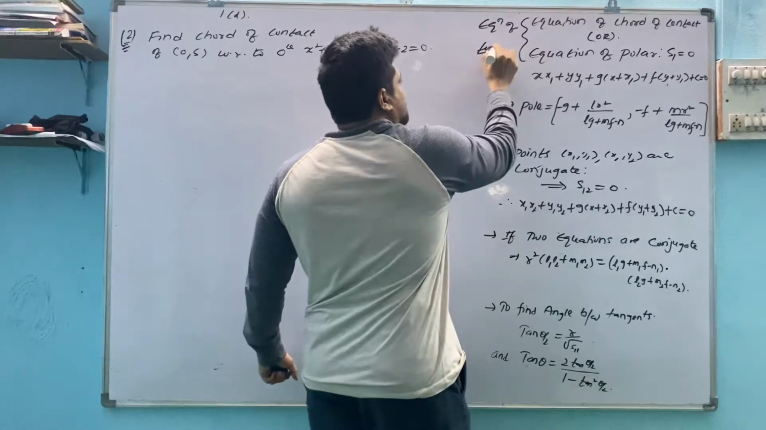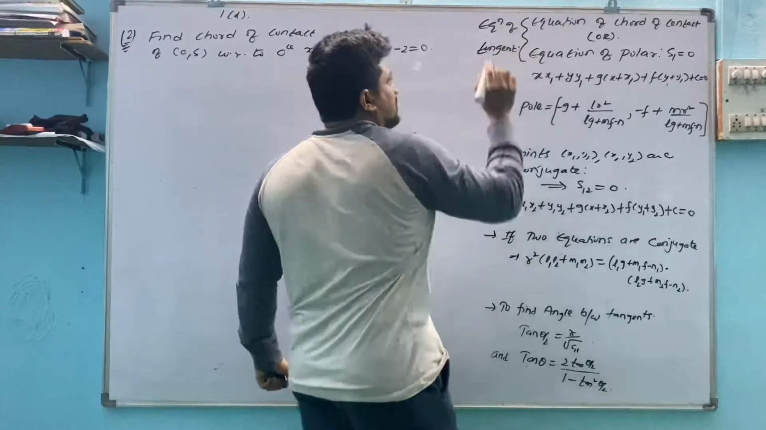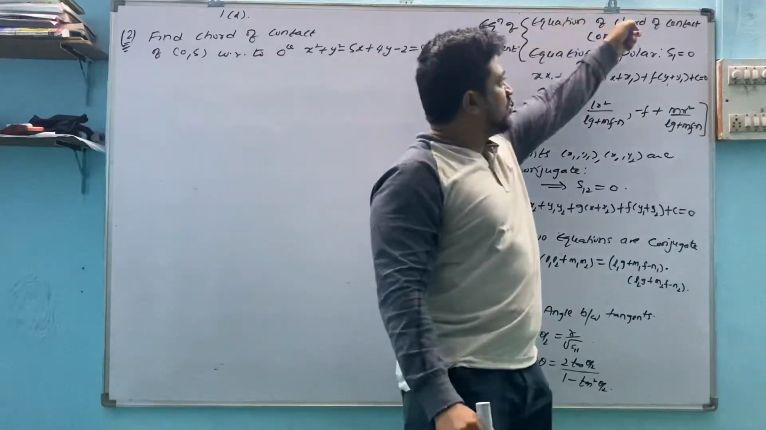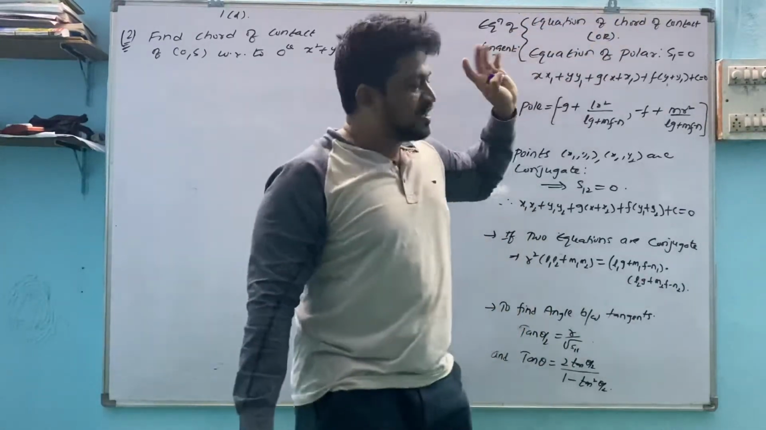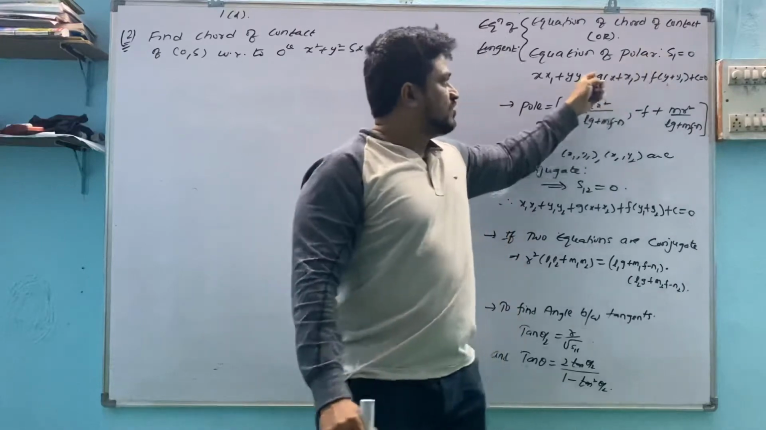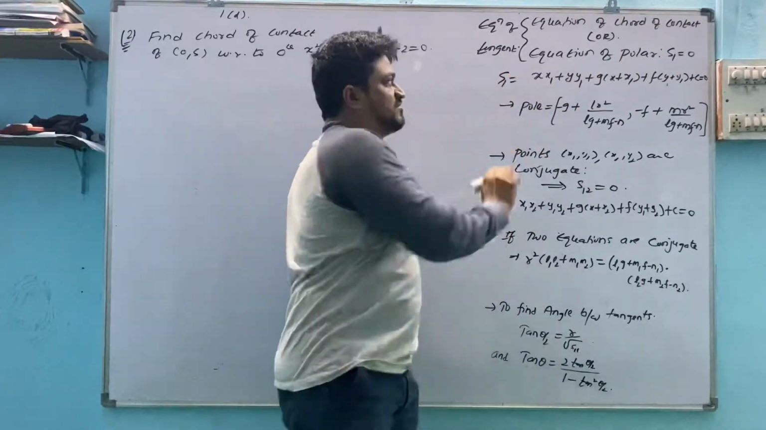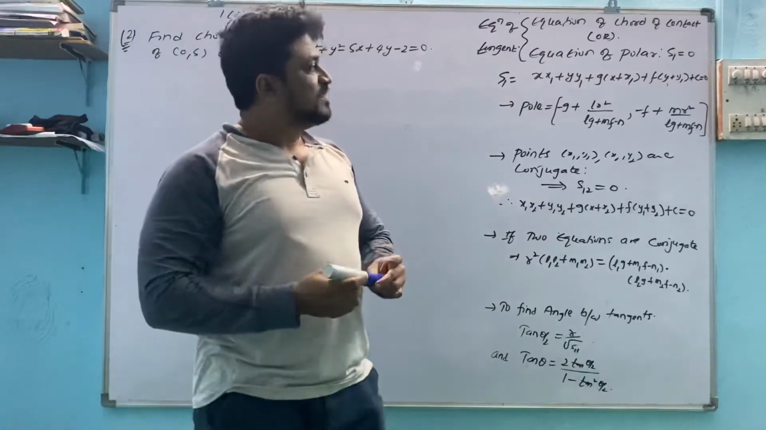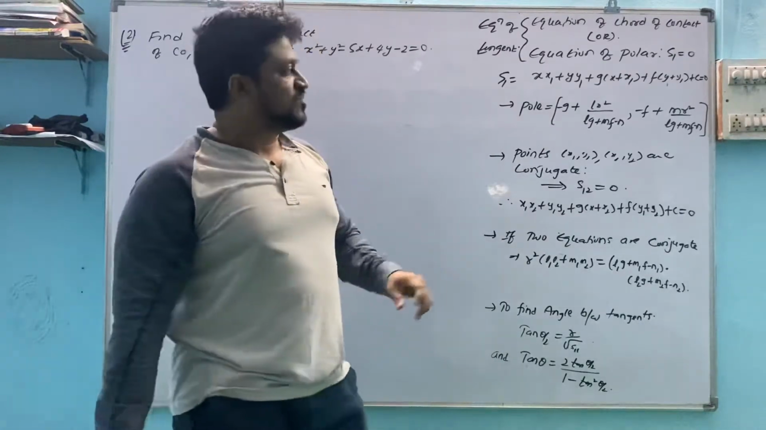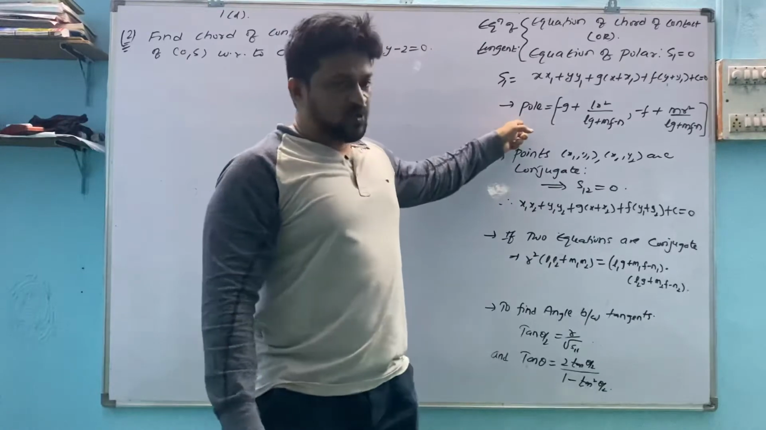All are one and the same. What are the things which is S1 equals to 0? Equation of tangent, equation of chord of contact, equation of polar, all are S1 equals to 0. What is the formula for S1? S1 equals to x x1 plus y y1 plus g into x plus x1 plus f into y plus y1 plus c equals to 0.